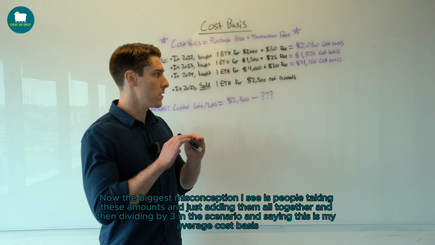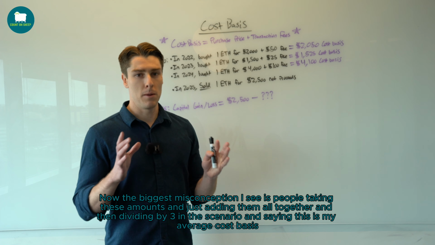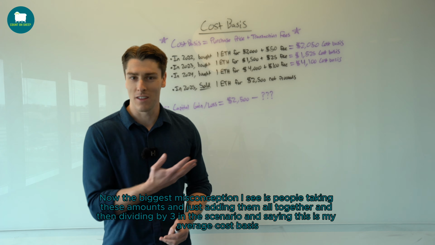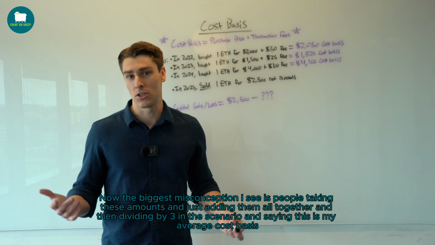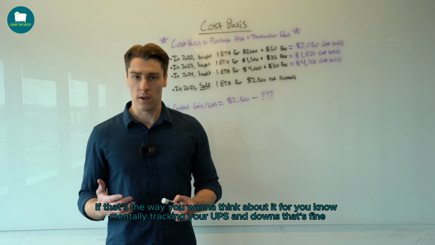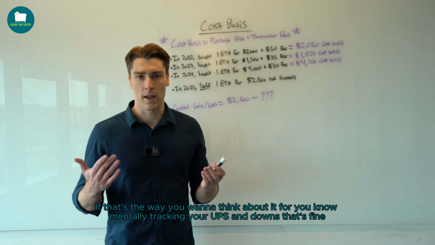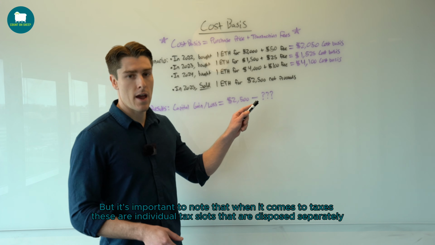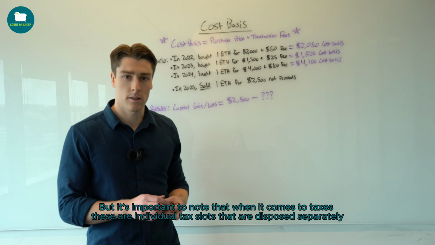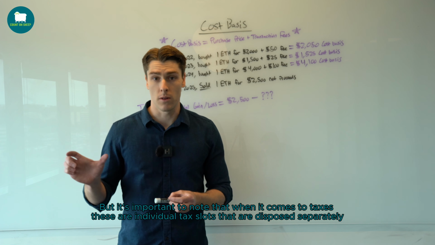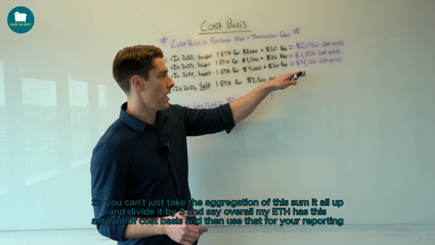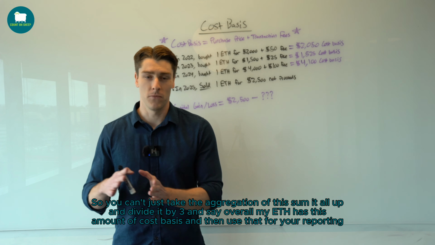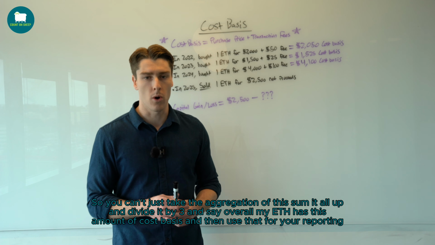Now, the biggest misconception I see is people taking these amounts, adding them all together, and then dividing by 3 in this scenario and saying, this is my average cost basis. If that's the way you want to think about it for mentally tracking your ups and downs, that's fine. But it's important to note that when it comes to taxes, these are individual tax lots that are disposed of separately. So you can't just sum it all up and divide it by 3 and say, overall, my ETH has this amount of cost basis, and then use that for your reporting.